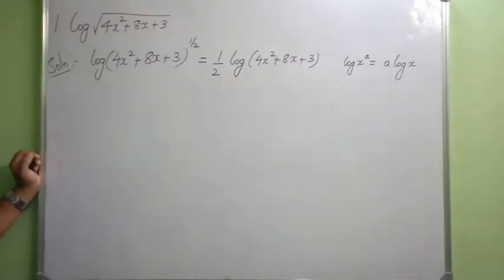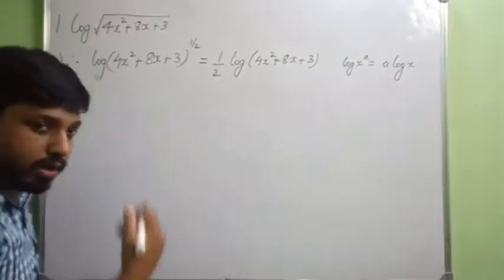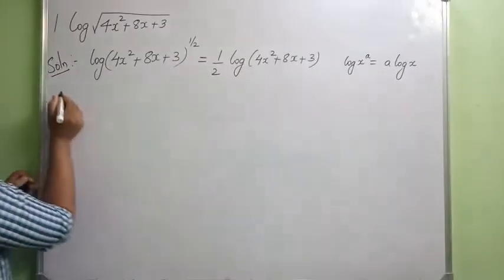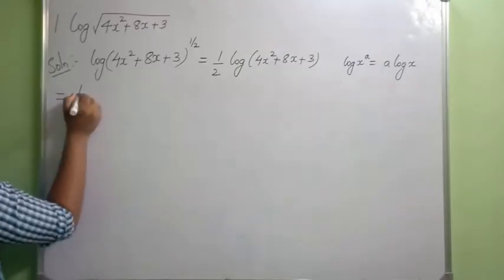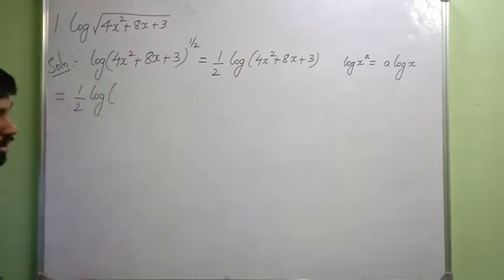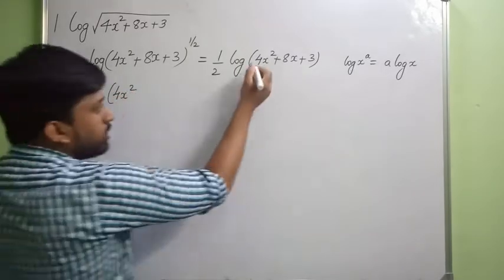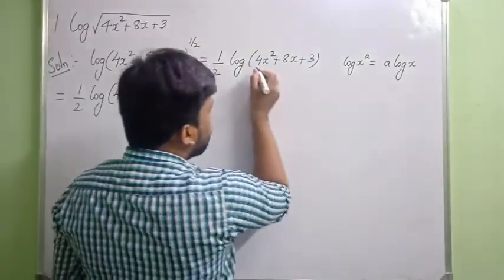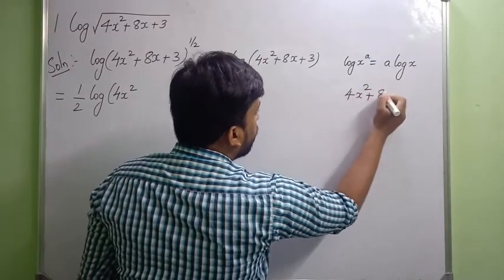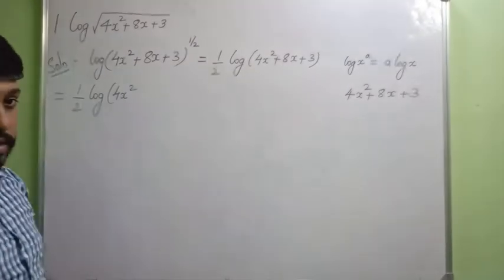Now since here we have the quadratic expression, we are going to factorize it. Let us factorize that. Then we are going to substitute here. So similarly, let me follow the steps as it is. 1 by 2 into log of, how to factorize this? Here we have 4 and 3, right? So this is the quadratic expression we have, 4x² + 8x + 3. Let me factorize this. How to factorize this?